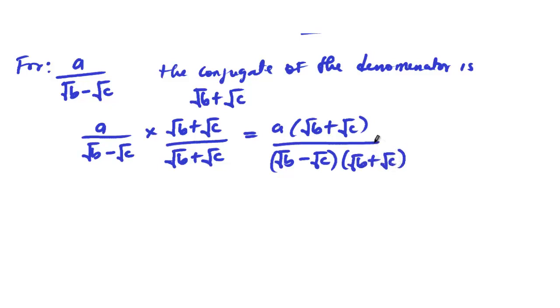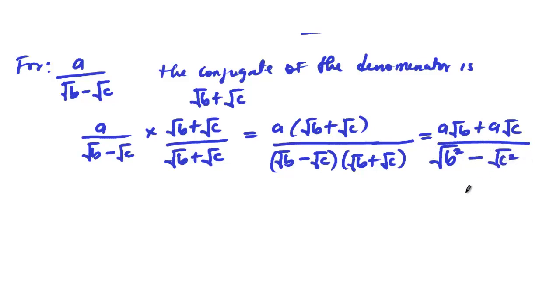All right. So basically, this is more like a difference of 2 squares. I wouldn't have to waste much time. Let me just open this bracket. A times root B, that is A root B. A times root C plus A root C, divided by, this is root B minus root C into bracket root B plus root C. Is the same thing as saying root B square minus root C square.